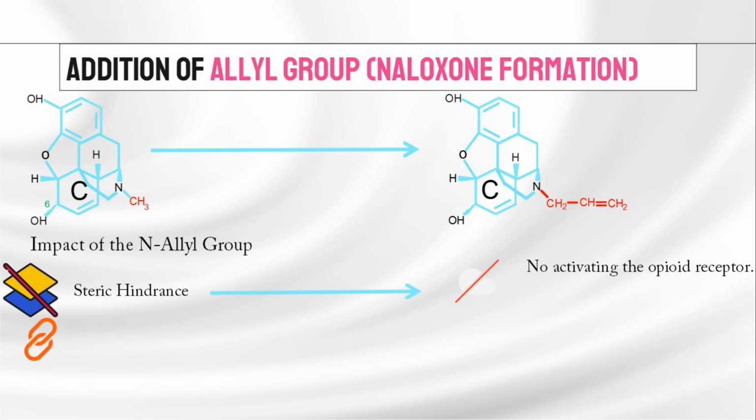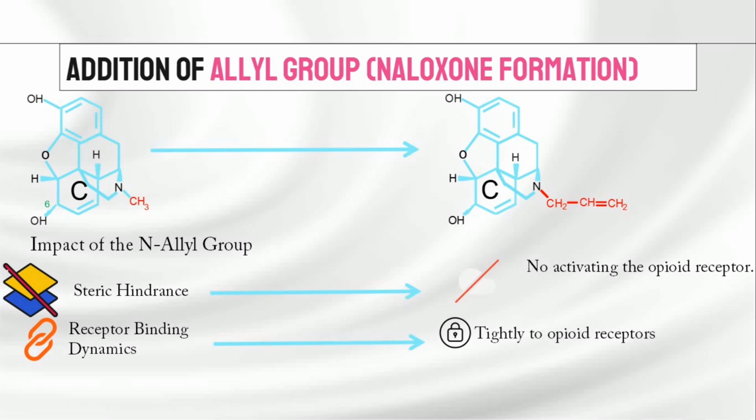Receptor binding dynamics. High affinity: despite its inability to activate the receptor, naloxone's N-allyl group allows it to bind tightly to opioid receptors, particularly the mu opioid receptor. Zero efficacy: naloxone binds without triggering the conformational changes that lead to receptor activation, resulting in no intrinsic activity. Competitive inhibition. Blocking effect.